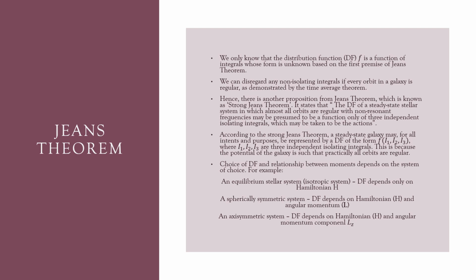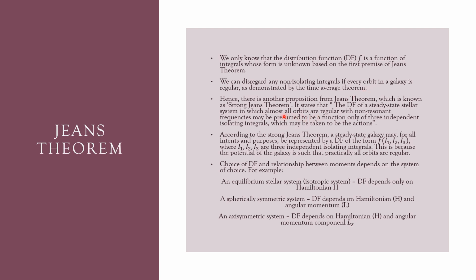According to the first proposition of Jeans' theorem, we understand that the distribution function is a function of integrals of motion whose specific form remains unknown. This forms the foundational premise upon which Jeans' theorem is built. Moving forward, we encounter a crucial observation. If every orbit in a galaxy is regular, we can disregard any non-isolating integrals. This insight is substantiated by the time average theorem, which underscores the regularity of orbits within the galaxy.